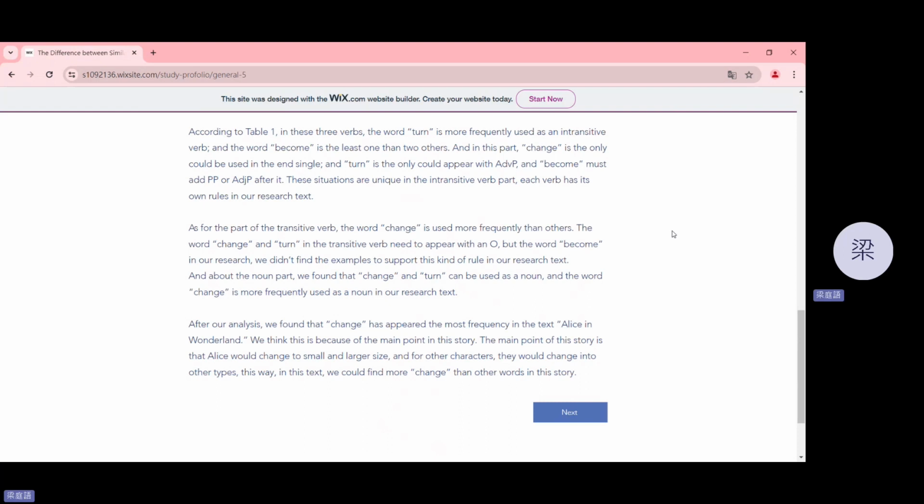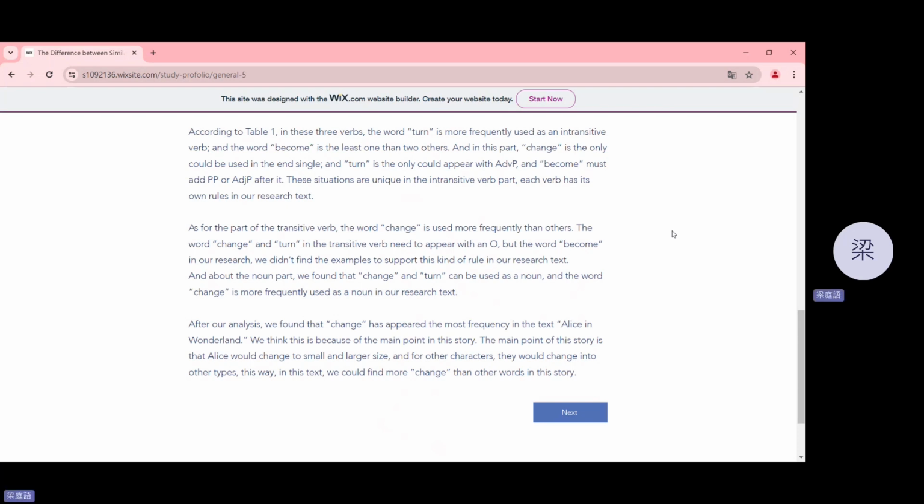And in this part, change is the only one that could be used in the end single, and turn is the only one that could appear with ADV phrases, and become must add PP or ADJ phrases after it. These situations are unique in the intransitive verb part. Each verb has its own rules in our research text.